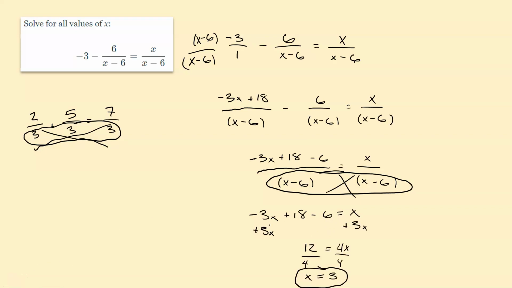So I got x equals 3. I added 3x on both sides, and then 18 minus 6 is 12. x plus 3x is 4x. Divide by 4 on both sides, and I got x equals 3 for that one.